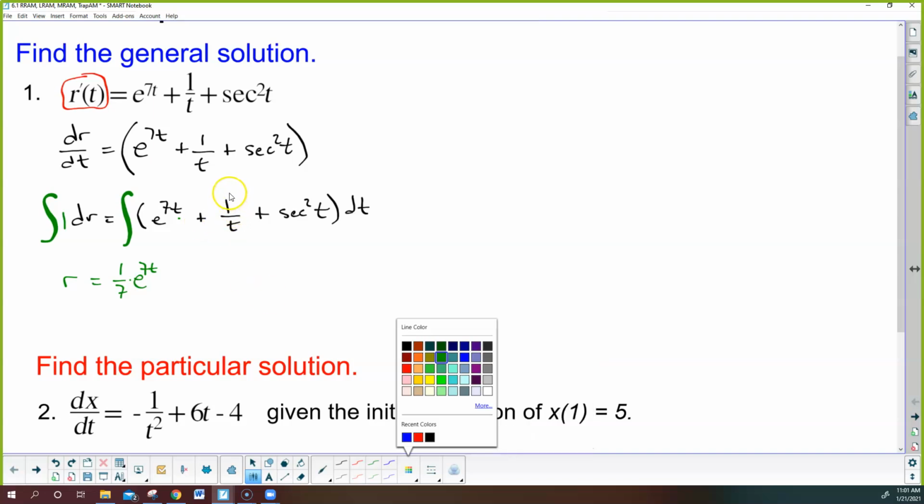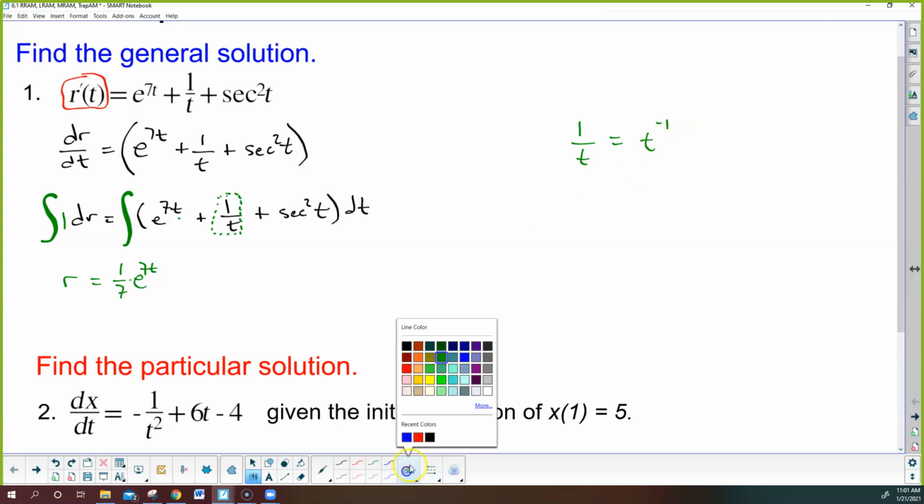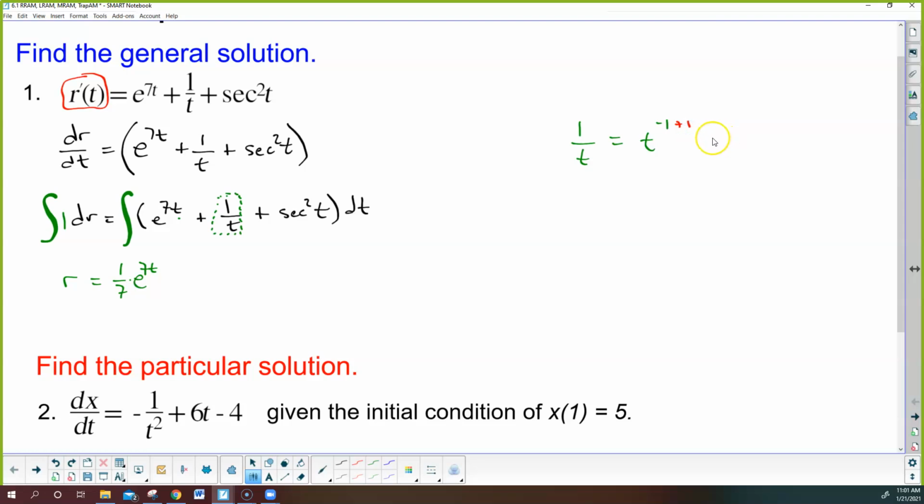Right, the next piece, this one's kind of tricky. A lot of students overlook this. Whose derivative gives me 1 over t? Well, I'm going to think of this. If it was 1 over t, and I write it like this as a power rule, which says I should add 1 to get the antiderivative. But if I do that, I get t to the 0, which is 1, and that doesn't help me.